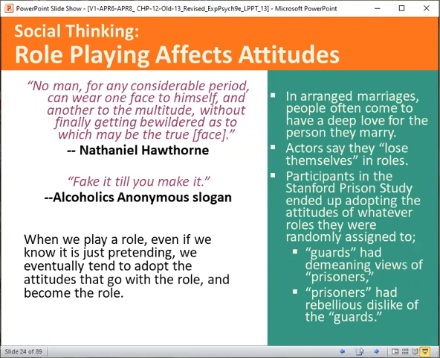And so role playing does affect attitudes. Whatever the role you're playing and the attitudes that you believe are part of that role, those are the ones that you adopt, and they change your attitudes. All right, any questions or comments about that?